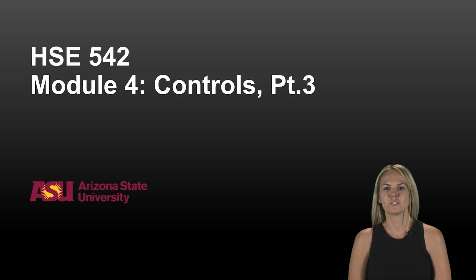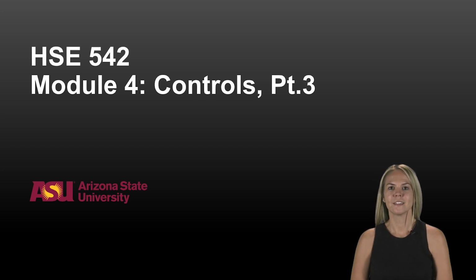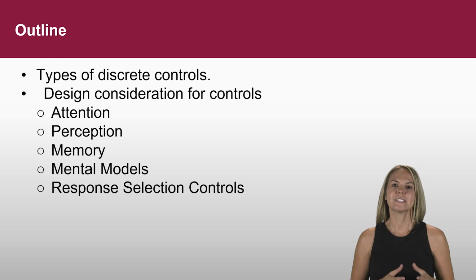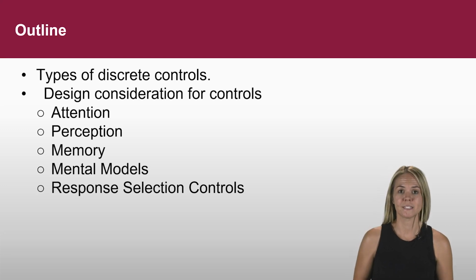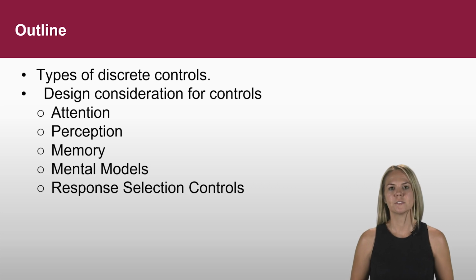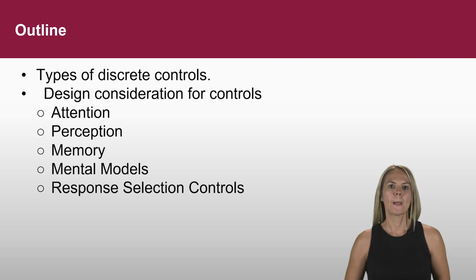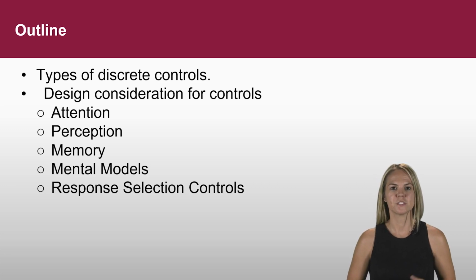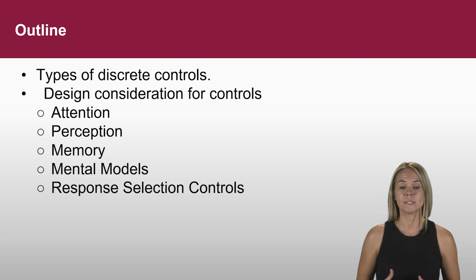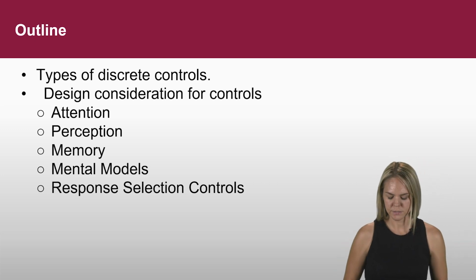Today we're going to discuss controls, how people use controls to control their system, and what we need in those controls to help them do that better. So the design considerations for our discrete controls will be related to the topics we've mentioned previously, which are attention, perception, memory, and mental models, the four that we discussed in the last video. But we will also be adding one called response selection. These are other considerations we need to consider when designing these controls for our users.